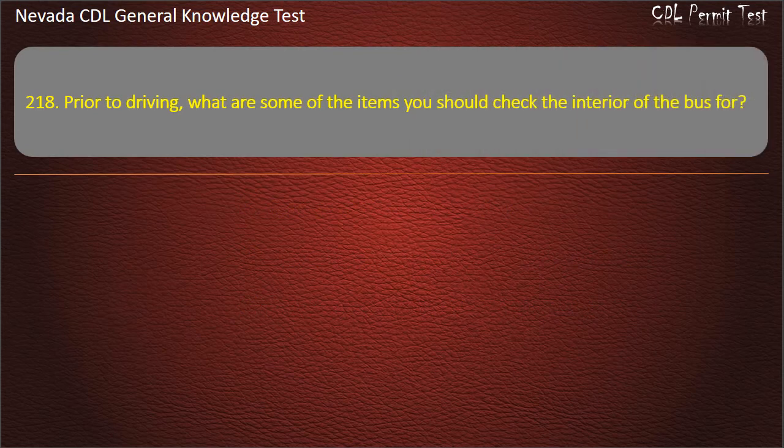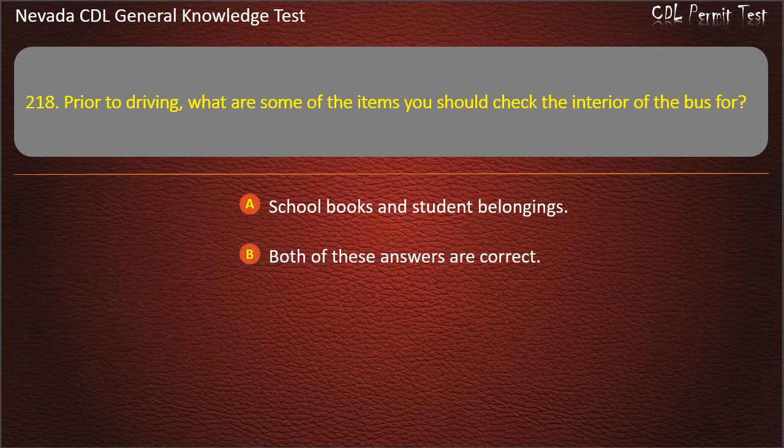Question 218. Prior to driving, what are some of the items you should check the interior of the bus for? School books and student belongings. Both of these answers are correct. Trash and clothing. Answer. Both of these answers are correct.